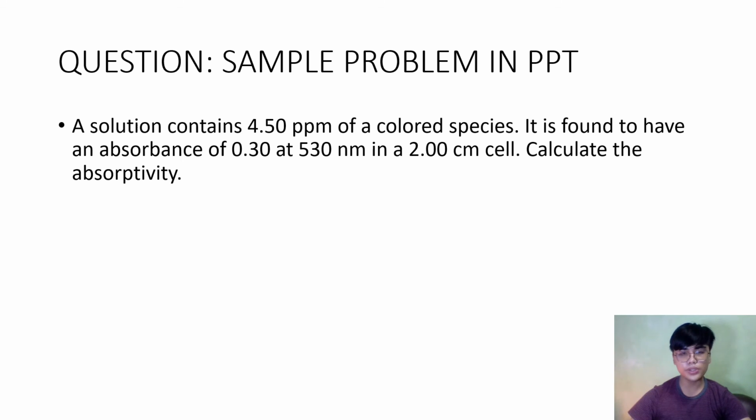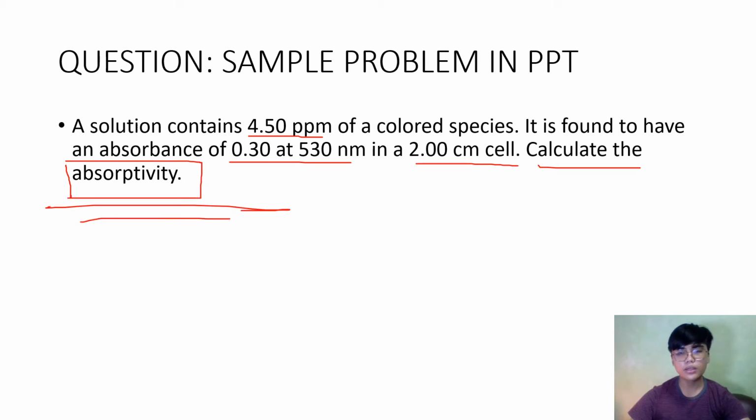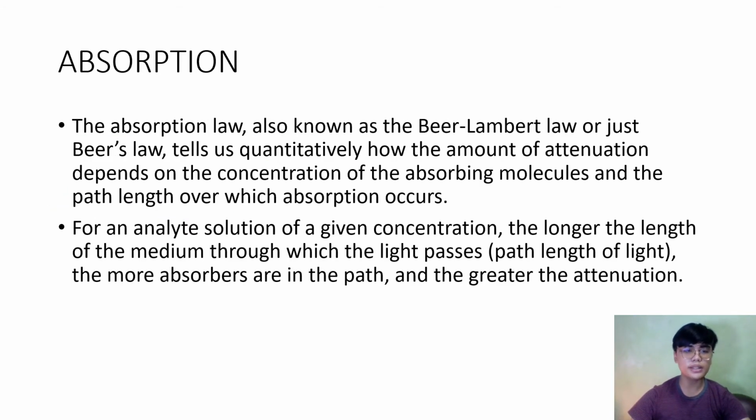So for the next question, from the sample problem in the PowerPoint of Intro to Spectroscopy, a solution contains 4.50 ppm of a colored species. It is found to have an absorbance of 0.30 at 530 nanometer in a 2.0 centimeter cell. We are asked to calculate the absorptivity. So first, let's have a glimpse at the absorption process.